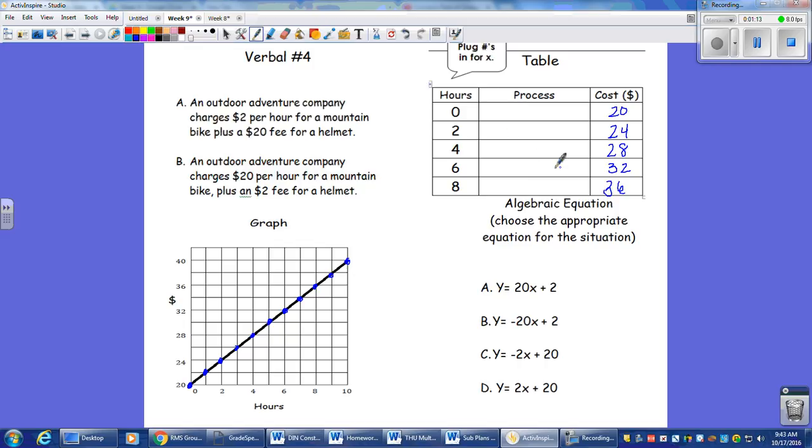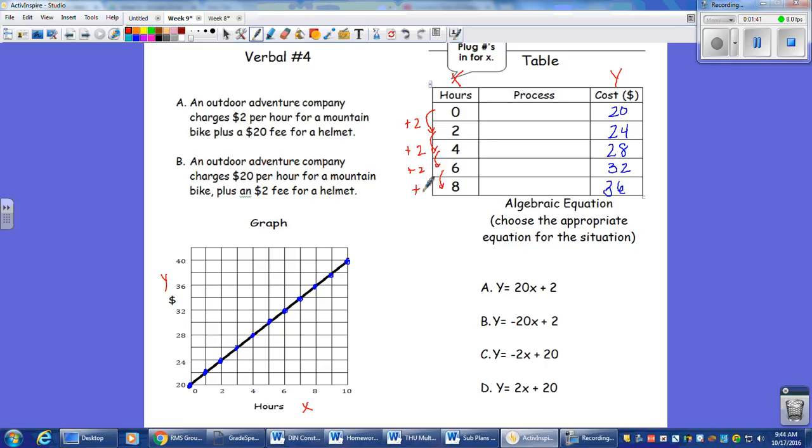So now that I have the table filled in, what I need to do is find my constant rate of change so that I can find my algebraic equation. Now, I like to label my x as my hours, and my y as the money. So now I need to find the constant rate of change by figuring out the change. How do I get from 0 to 2? I'm adding 2, adding 2, adding 2, and adding 2.